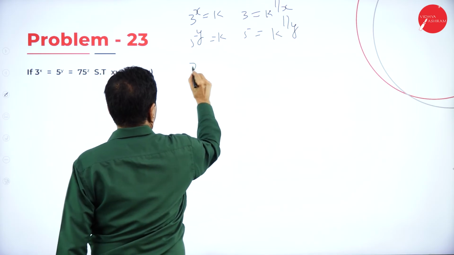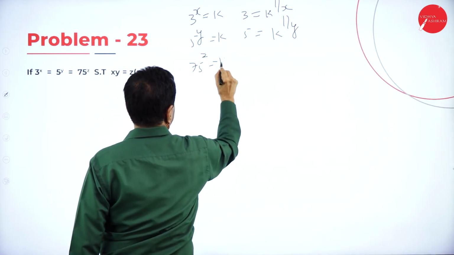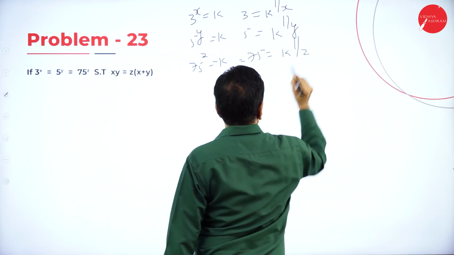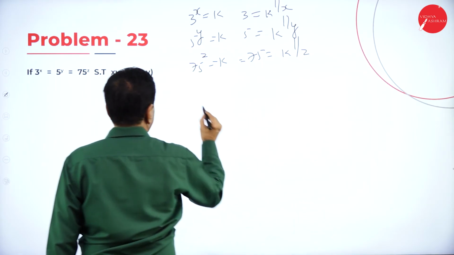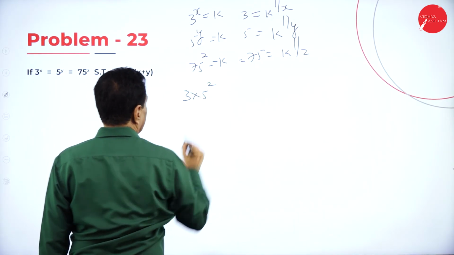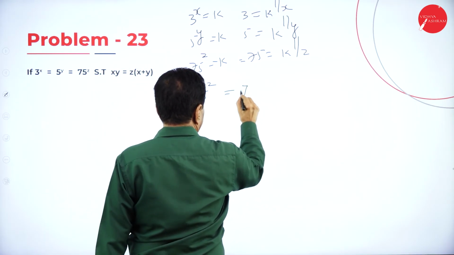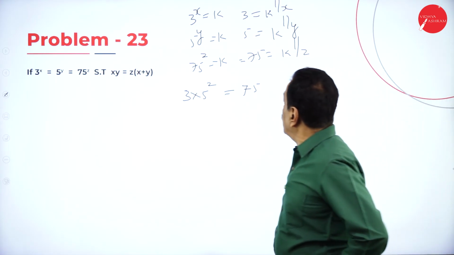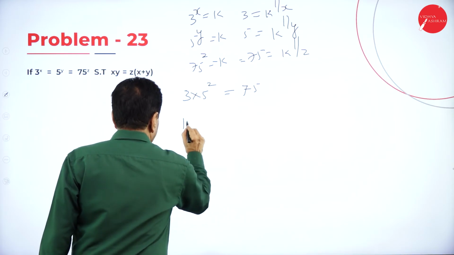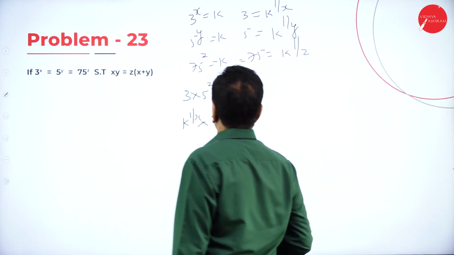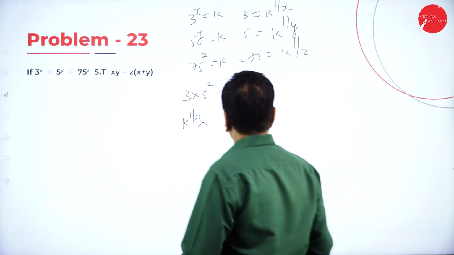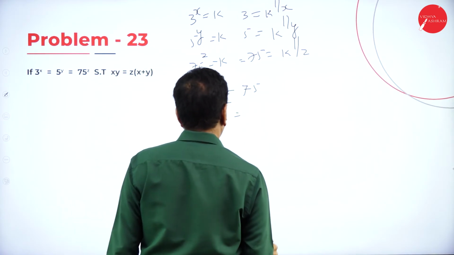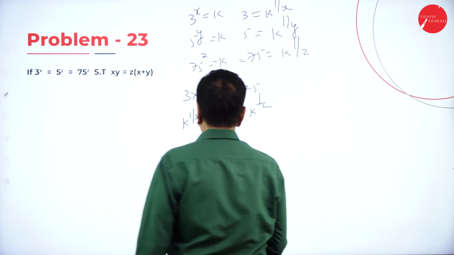Then 75 to the power of z is equal to k, so 75 is equal to k to the power of 1 over z. Now 3 into 5 squared is equal to 75. What is 3? K to the power of 1 over x. Then what is 5? K to the power of 1 over y, squared. What is 75? K to the power of 1 over z.